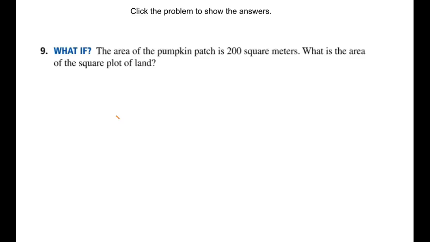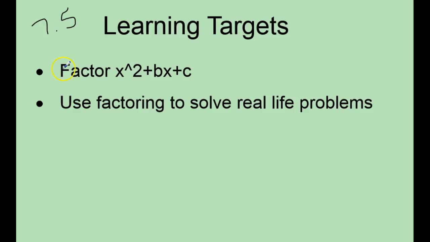So now let's look back at our learning targets. Okay, factoring x squared plus bx plus c. And remember, it doesn't matter if these are negatives. We follow the same steps and same strategies. And then our second learning target was use factoring to solve real life problems. And we did that with our pumpkin patch. So first we have to draw our picture and then figure out what we know and what we're looking to find. Then we can factor and solve. So now it is time for you to go ahead and work on that homework for 7.5.